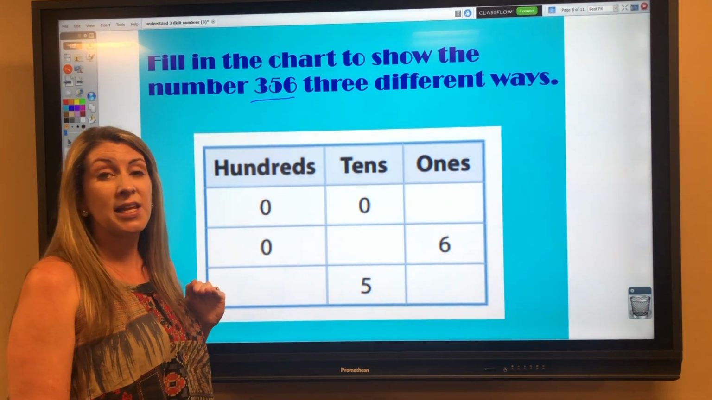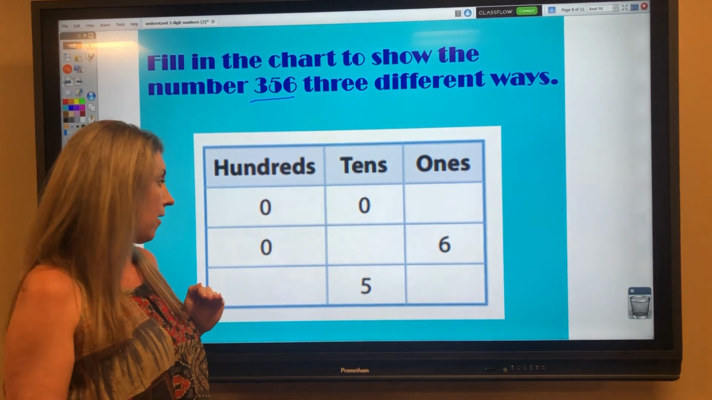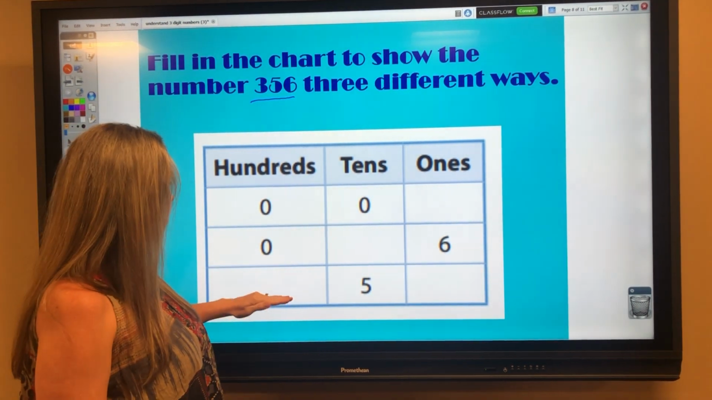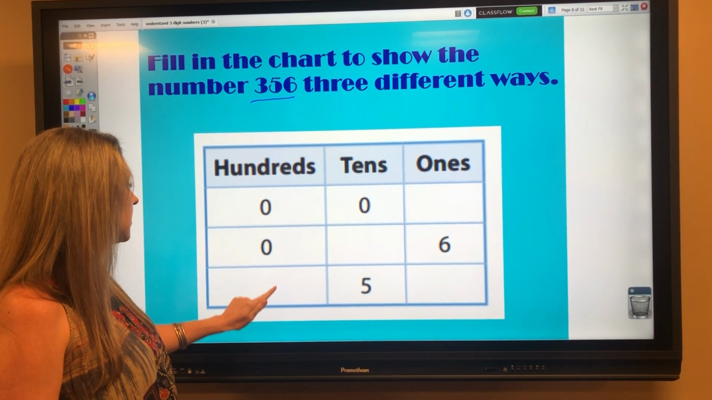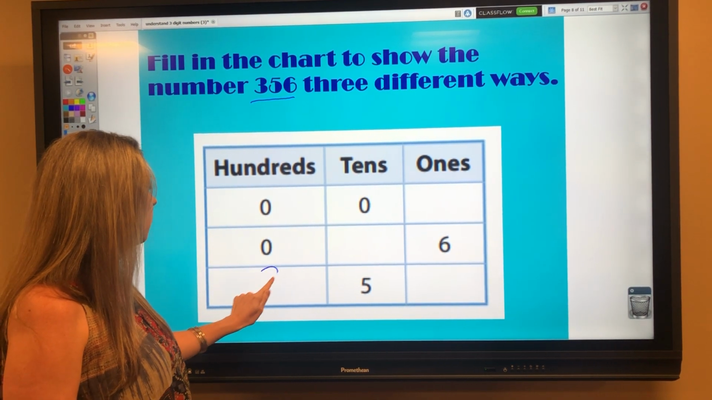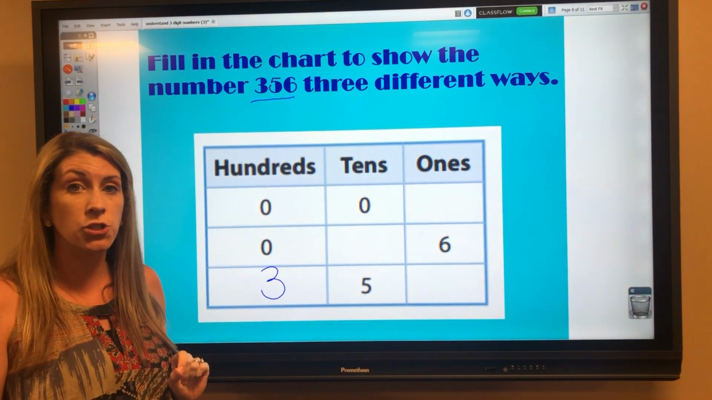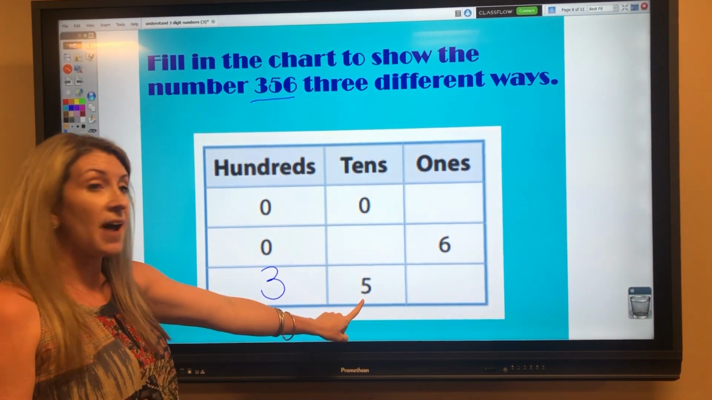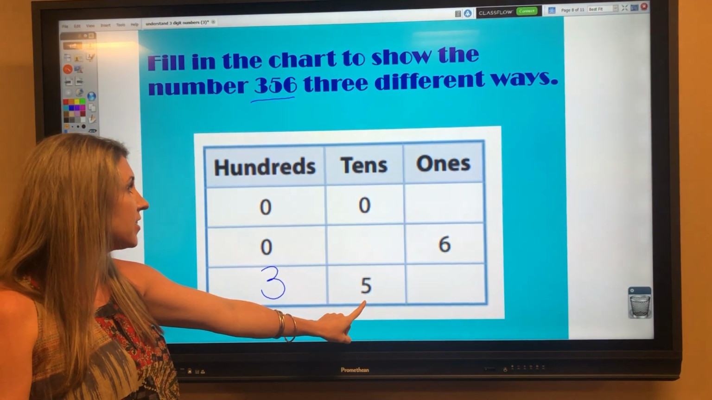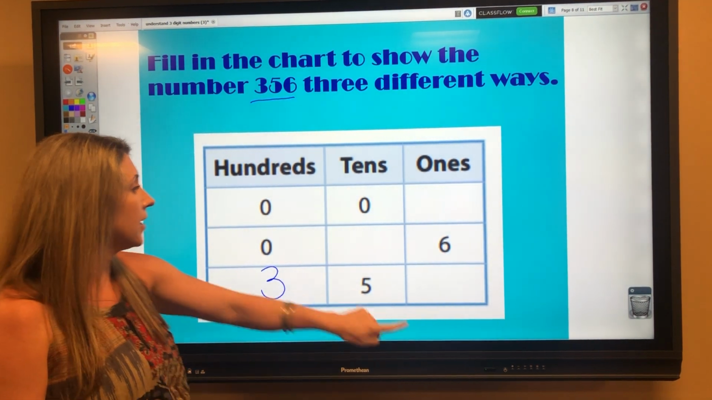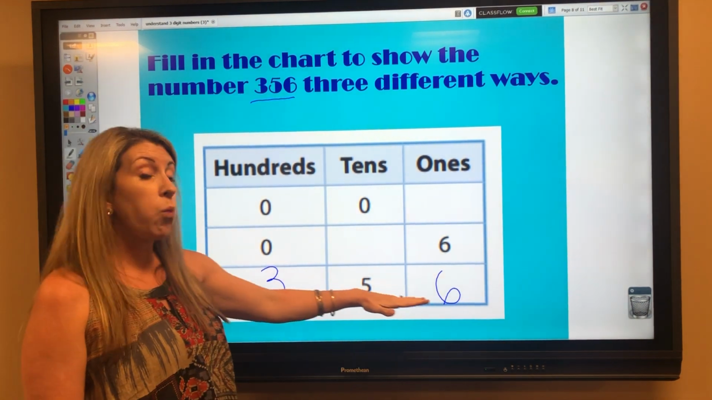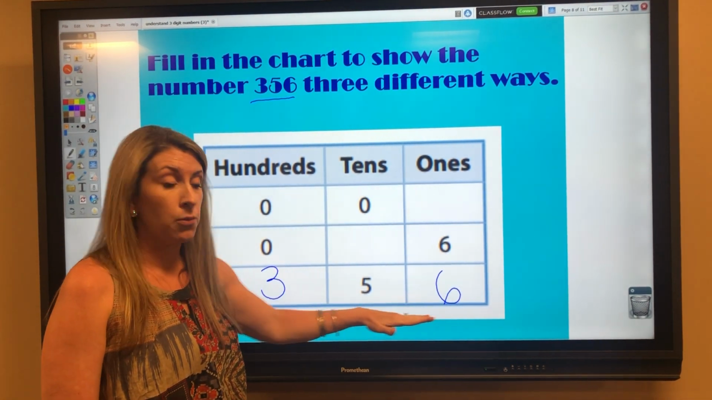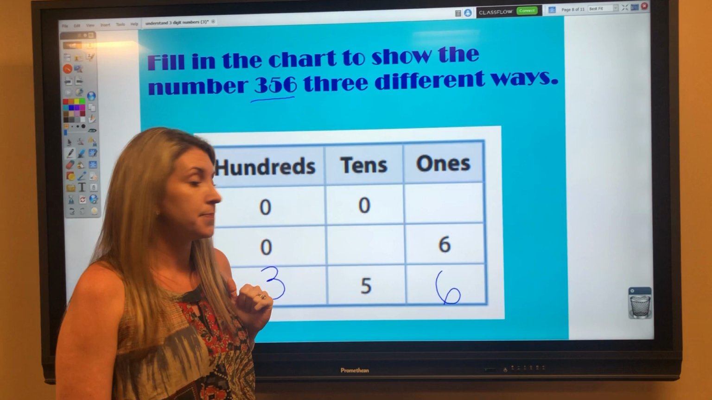I can't use that one either because there's a 0 already there. But if I look at this last row here, the hundredths space is blank. So I can fill that in with my 3 hundredths. The 5 is already there, 5 tens, and 6 ones. Now that's one way we could show 356.